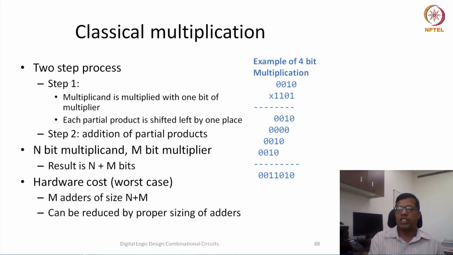For example, for the first addition the size could be 4 plus 5, so a 5 bit addition can be done, then 6 bit addition, then 7 bit addition, and so on and so forth. But yes, the cost looks huge in the worst case, and even if we try to reduce it by proper sizing, it is still substantially large.